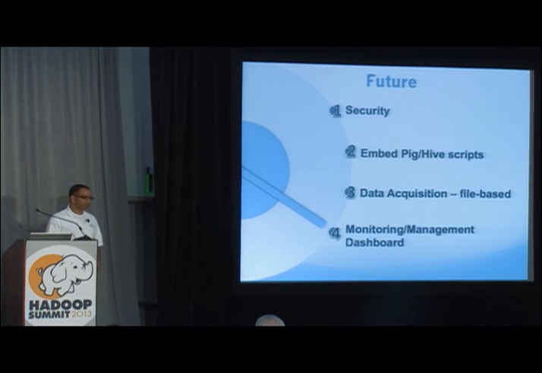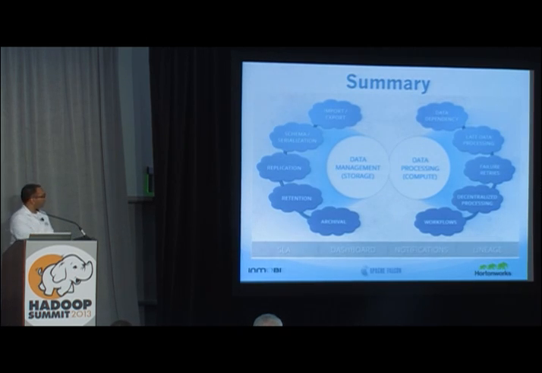Again, monitoring and management. Currently, everything is CLI. There is a REST API for Falcon, and the CLI is a wrapper on the REST API. So at least to start with, we'll have a monitoring and management dashboard and eventually have a UI for inputting the DSLs as well. Just to cover highlights again, Falcon covers both data management and data processing functionality. Most of the things we covered are already there in Falcon, but there are some coming as well.